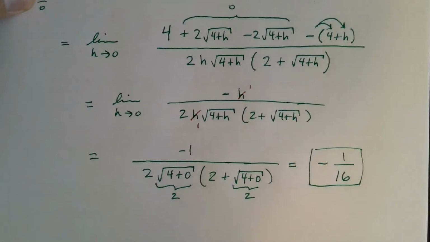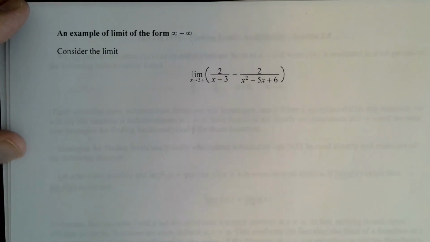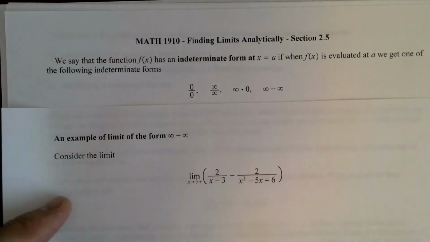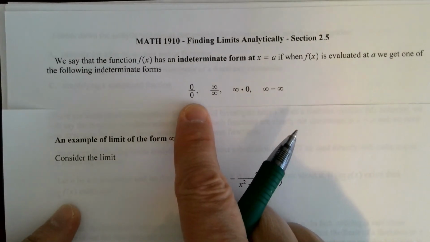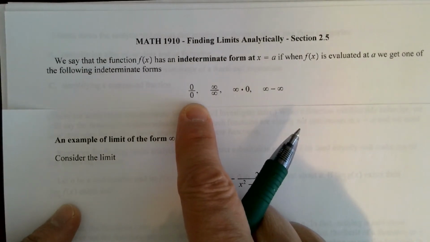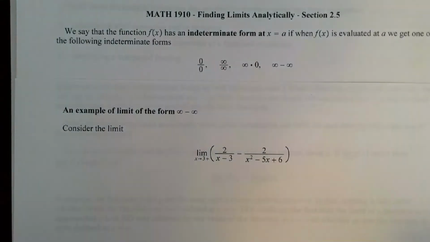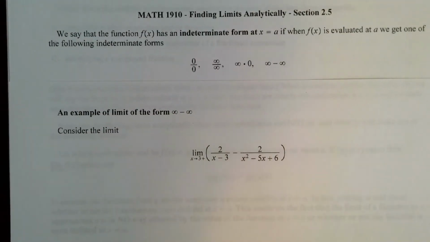So the last example I want to look at involves a different indeterminate form. At the very beginning, if you remember, and I've got that page right here, we talked about indeterminate forms, 0 over 0, which we've dealt with exclusively. But I want to look at infinity minus infinity. Now you might say infinity minus infinity, isn't that 0? Isn't anything minus itself 0? But again, infinity is not a number.